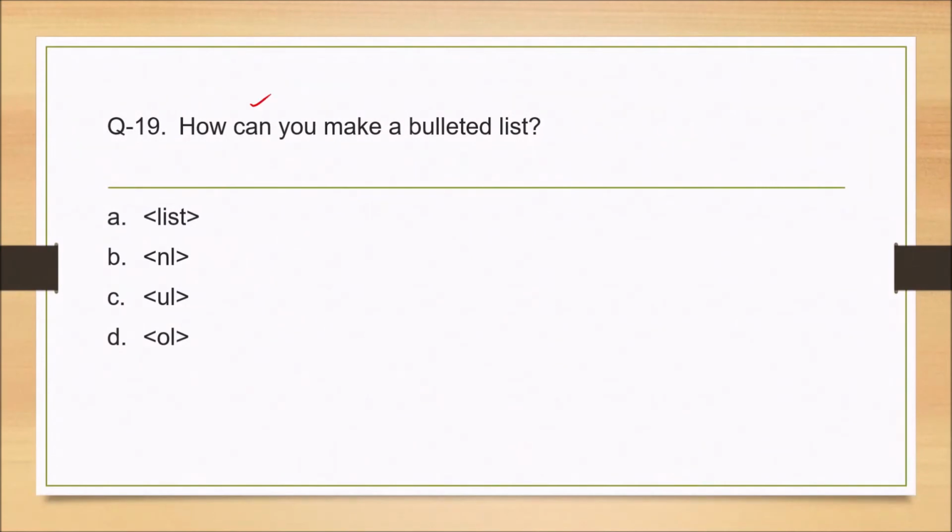Next is, how can you make a bulleted list? And the options are list tag, NL tag, UL tag, and OL tag. And the correct answer is C, that is UL tag.